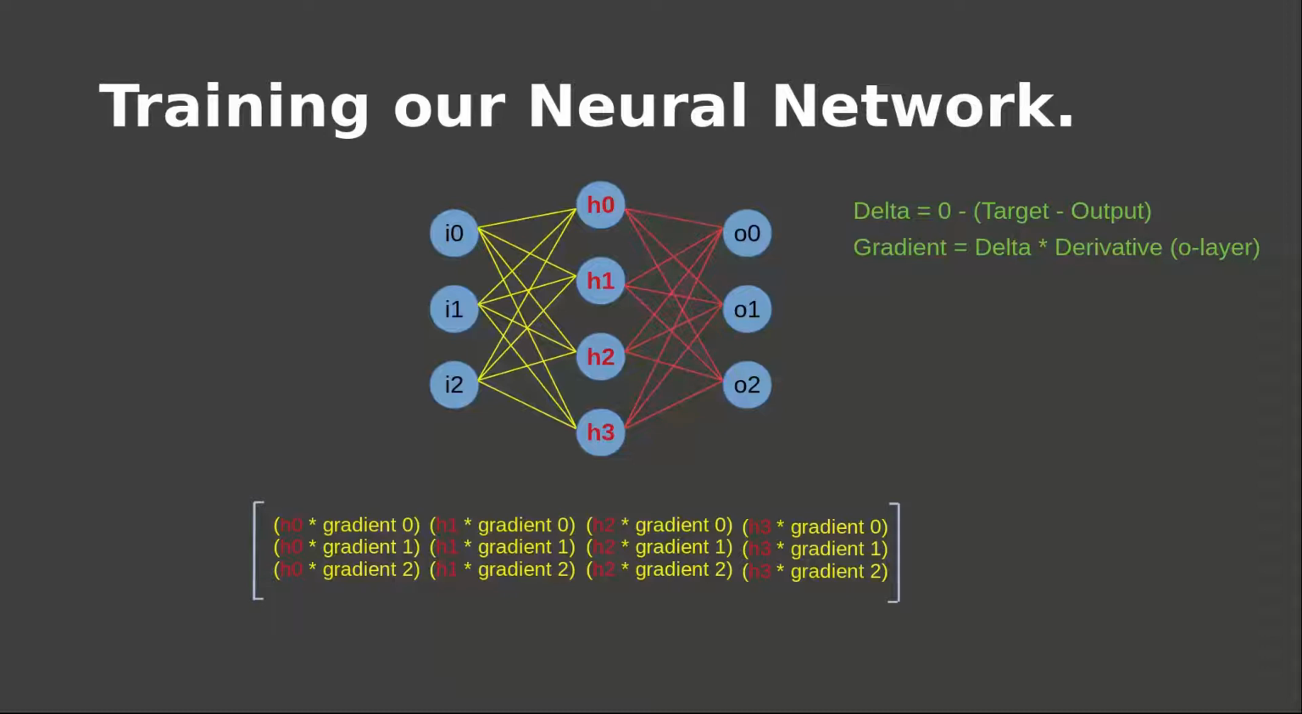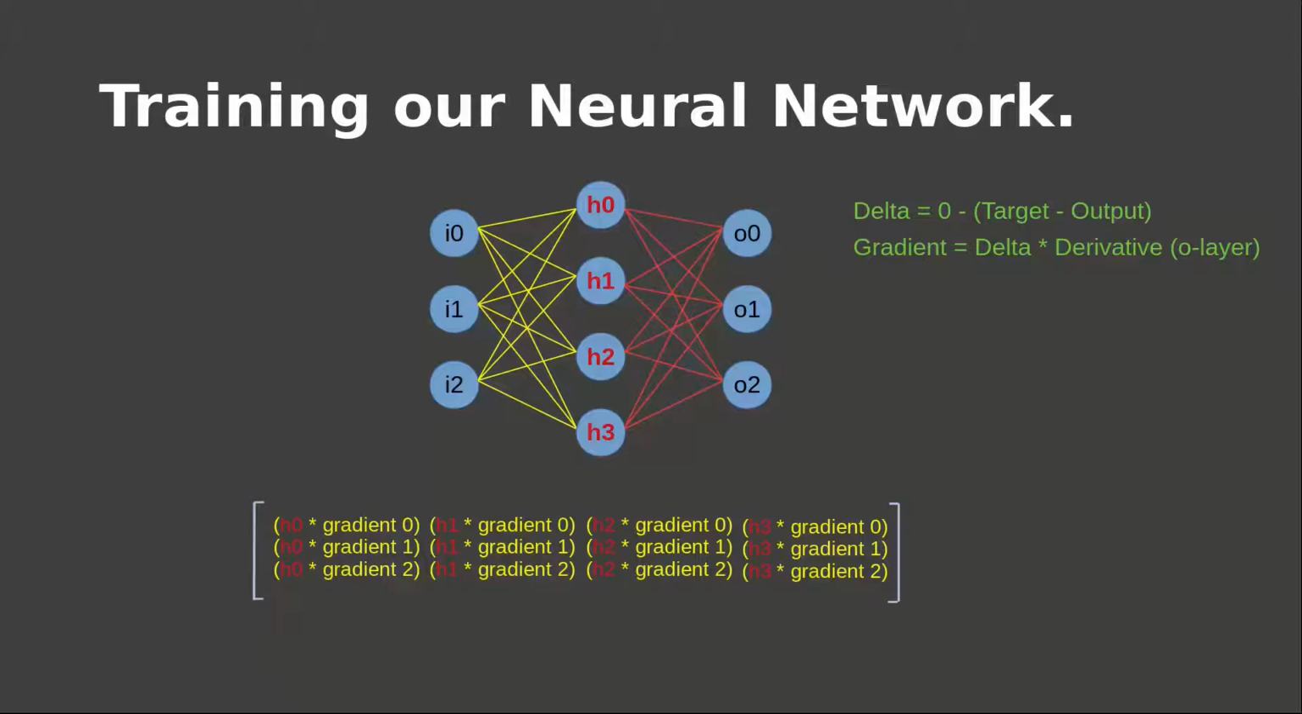So H0, if H0 outputs a large value, then we consider it a large contributor to the edge multiplied values in O0, O1, O2. If H0 outputs a small value, we consider it a small contributor. So we can use those neurons as our guide for how much to apply to each of the weights in that matrix. And so what you can see on the screen here actually is the adjustment matrix.